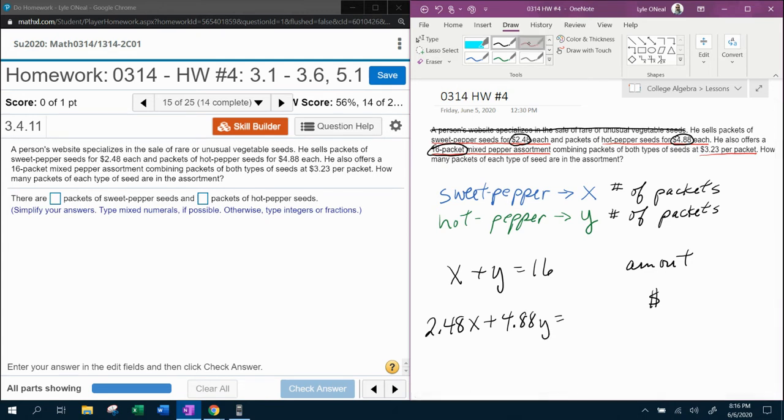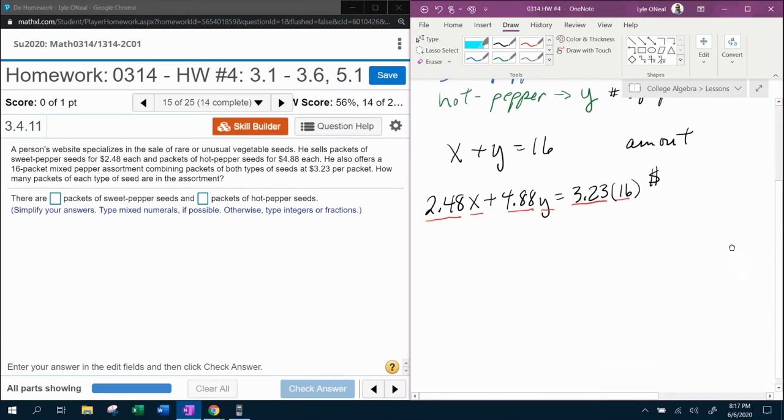Notice that each one of these setups is a dollar amount times the amount of packets, okay? Dollar amount times the amount of packets. So on the other side, we're going to need a dollar amount times the amount of packets to be consistent. So we know in the mixture they sell for $3.23, and the number of packets in the mixture is 16. And so there is our second equation. Now we have enough information to solve the problem.